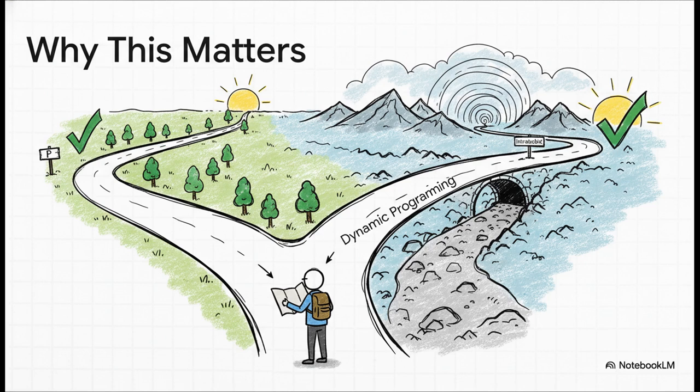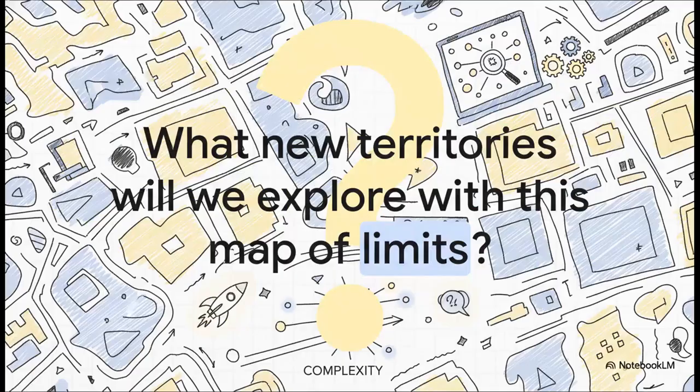It pushes us to either find a good enough approximation or to find a clever technique, like dynamic programming, that can chart a special path right through that hard terrain. You see, understanding complexity gives us a map of the digital universe and its fundamental limits. It's our guide to what is even possible. And the biggest question it leaves us with is this. Now that we have this map, what new problems will we solve? And what completely new frontiers are we going to discover?